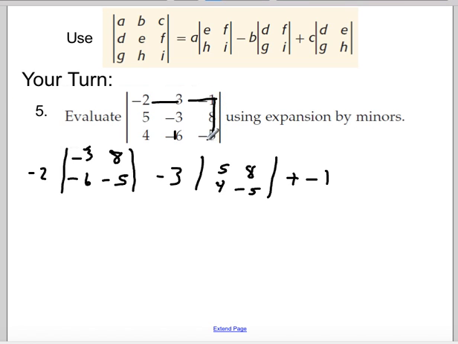So I'm going to cross out the 1 now. 5, negative 3, 4, negative 6. So let's do the math on this. So find the determinant, AD minus BC. So negative 3 times negative 5 there is 15, minus 8 times a negative 6 there is a negative 48.